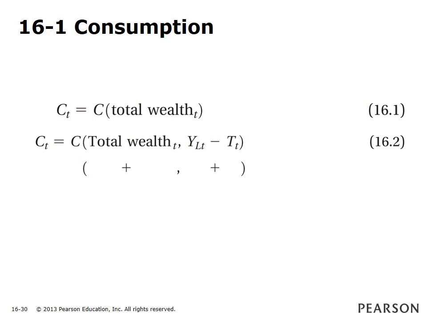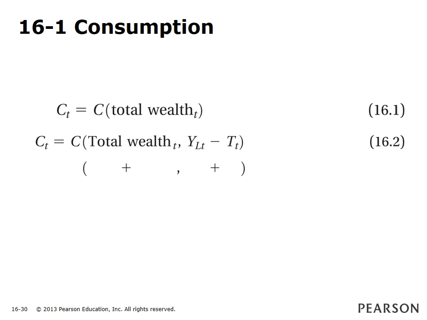Milton Friedman in the 1950s presented the permanent income theory of consumption, and Franco Modigliani called his theory the life cycle hypothesis. Both said that the consumer considered more than current income in making consumption decisions.